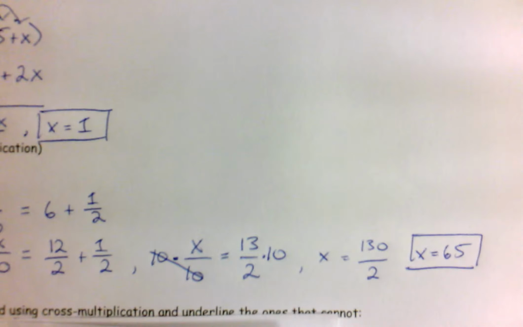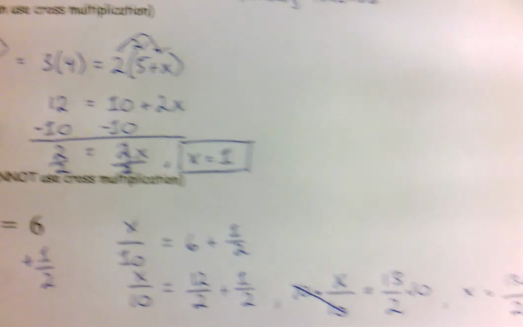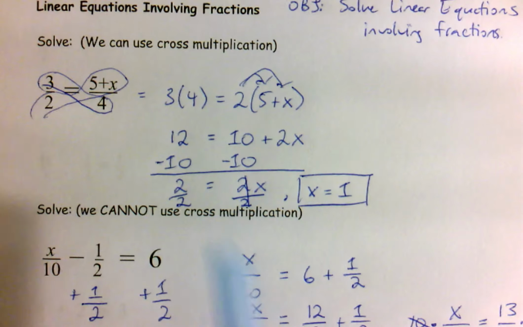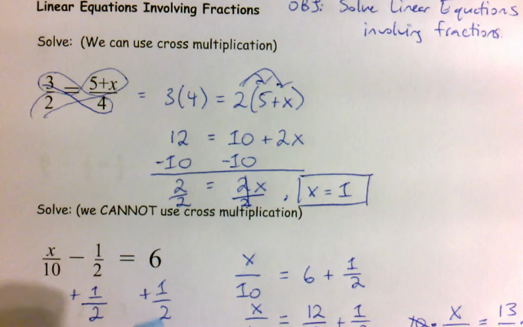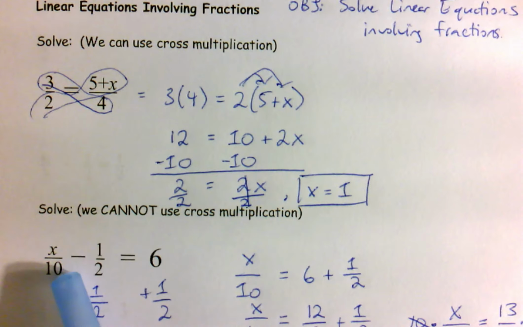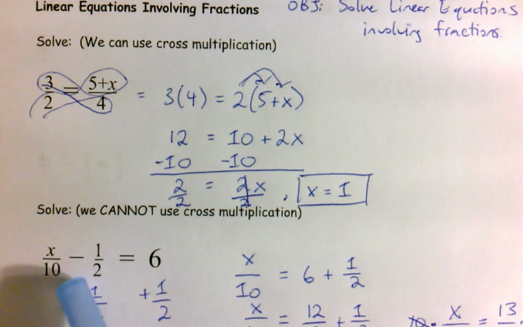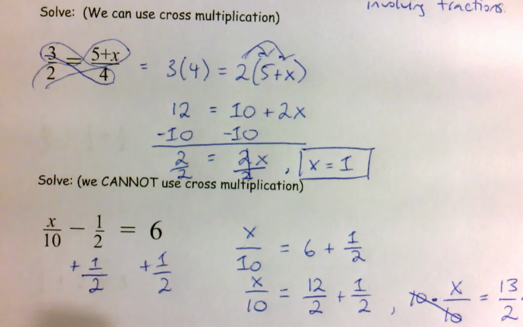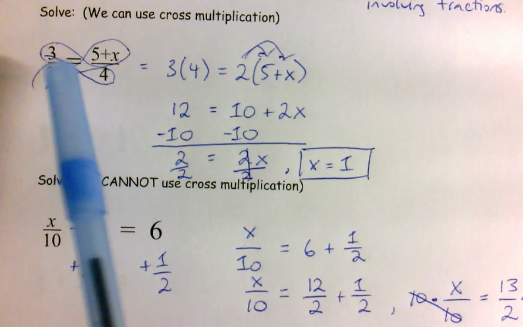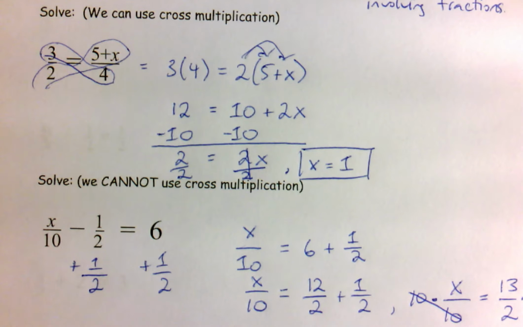So different from our first one. In our original problem, we used the method of cross multiplication. We could do that. In this problem, we cannot because we have two fractions on one side of the equation. So we're not going to cross multiply without having some common denominator. We just use our properties of equality, and we'll see how that is exactly what we're doing when we use the method of cross multiplication.